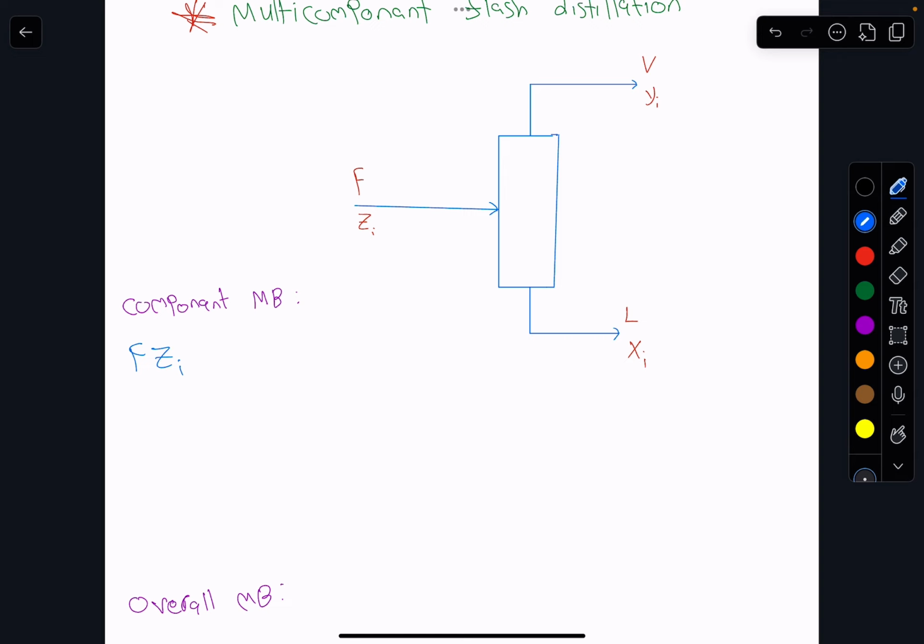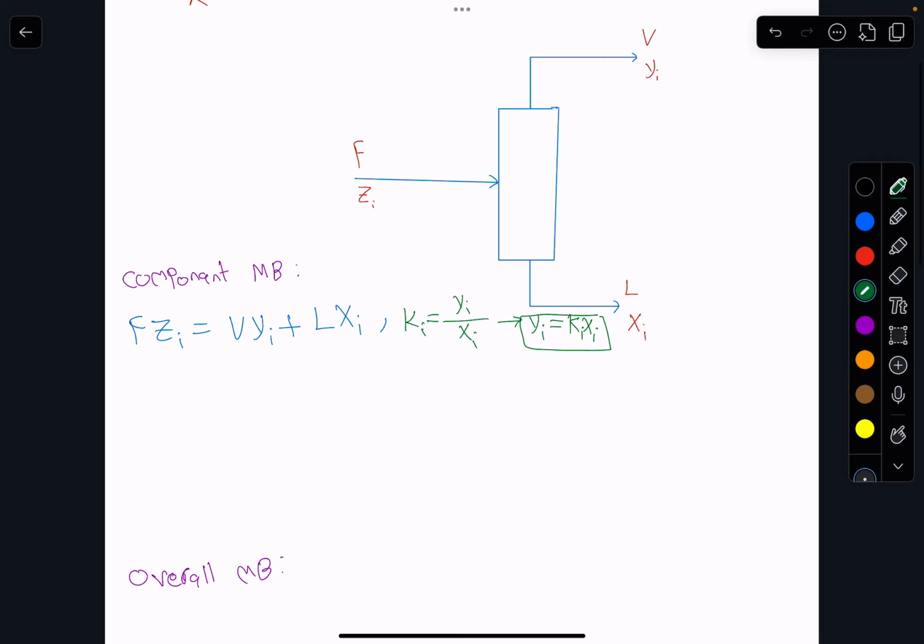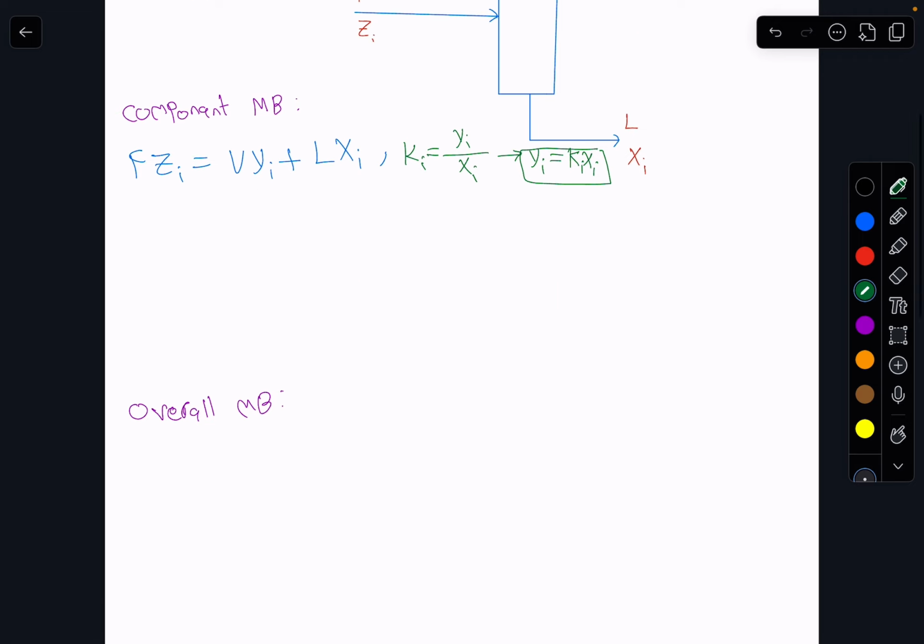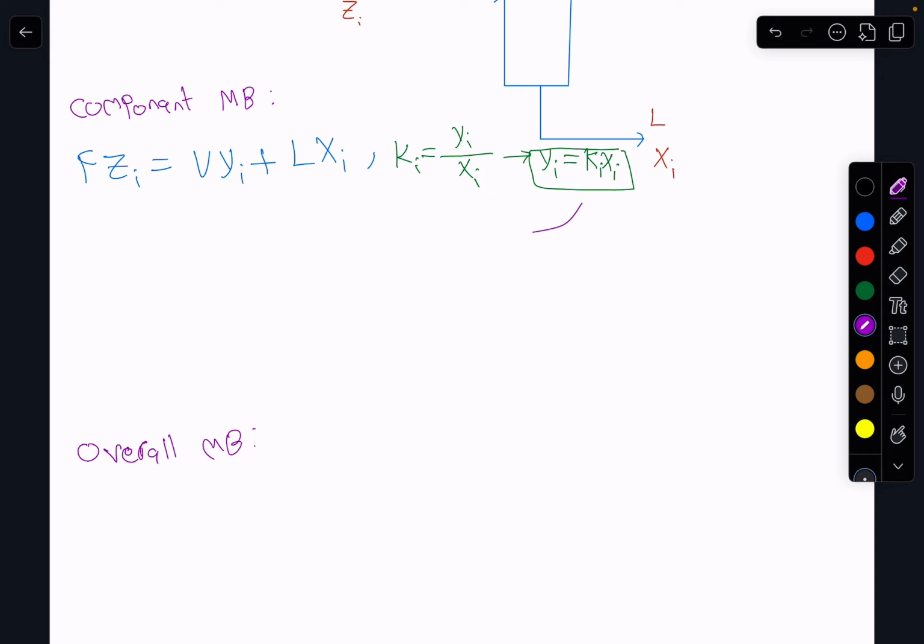The components material balance is F Zi, for component i, equal to V Yi, which is the vapor, plus L Xi, which is the liquid. And from thermodynamics, we know that Ki equals Yi over Xi. So Yi is equal to Ki multiplied by Xi. We are going to use this formula from thermodynamics and put it here in the components material balance.